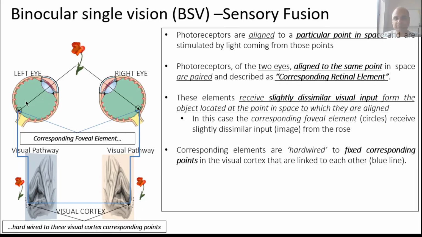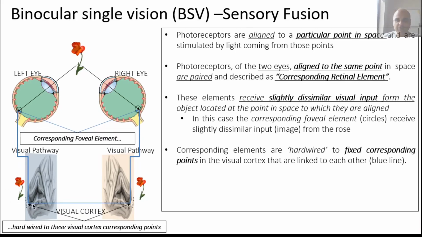So this corresponding foveal element will always send the information to the part of the visual cortex that processes images from the fovea. I'll show you a picture of the visual cortex and how it is mapped to the visual field in the next slide.